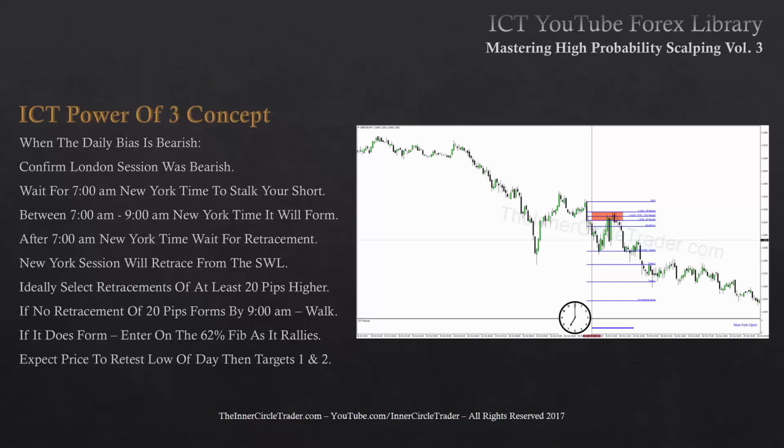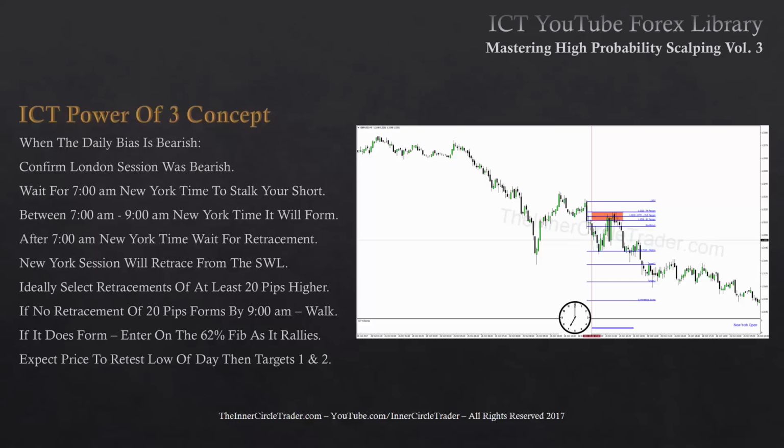But the key is waiting for a 20 pip rally after 7 a.m. New York time while the New York session is anticipating a continuation lower of what was seen in London. So in other words, if we're looking for bearishness to continue from a weak sell-off in overnight trading in London, we'll be looking for a retracement after 7 a.m.